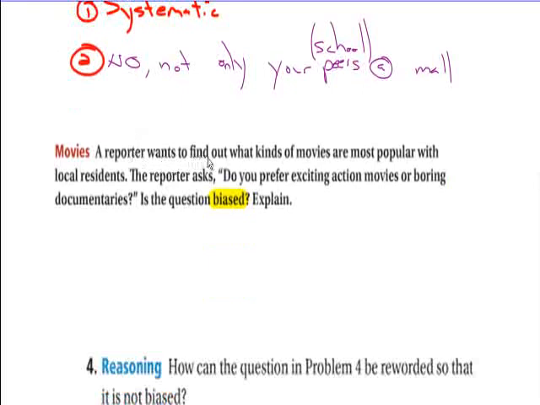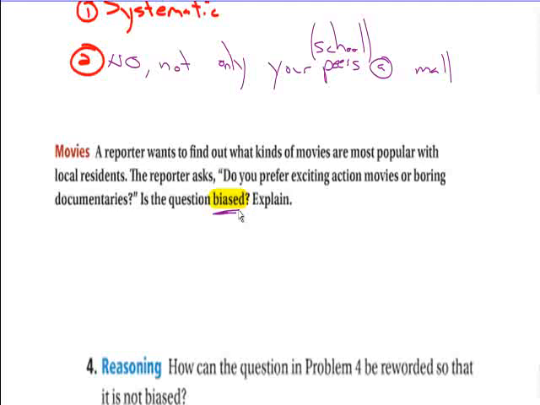A reporter wants to find out what kinds of movies are most popular with local residents. The reporter asked, do you prefer exciting action movies or boring documentaries? Is the question biased? And so first you have to examine what in the world does bias mean?